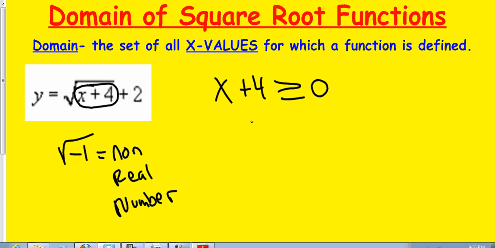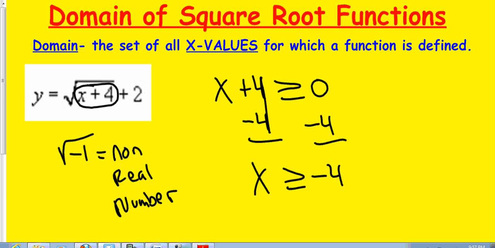So again, we're trying to get x by itself. We need to subtract 4 on both sides. 4 minus 4 is 0. So we're left with x greater than or equal to negative 4.